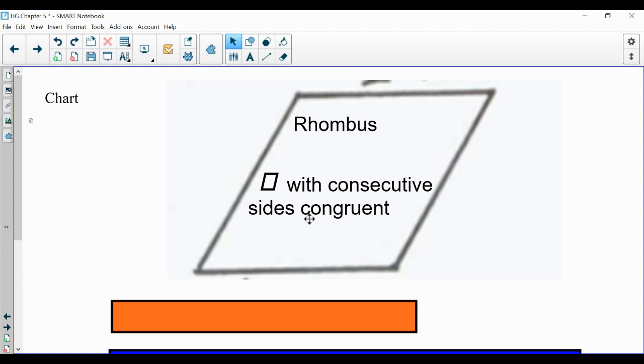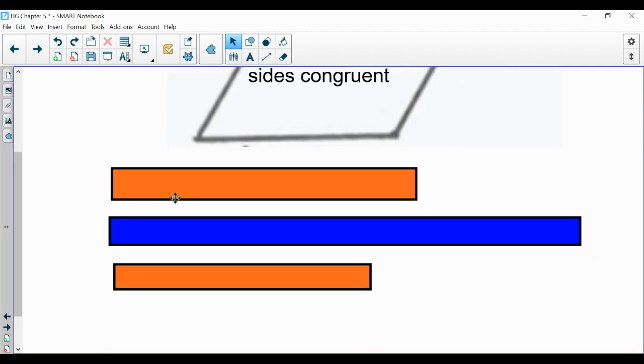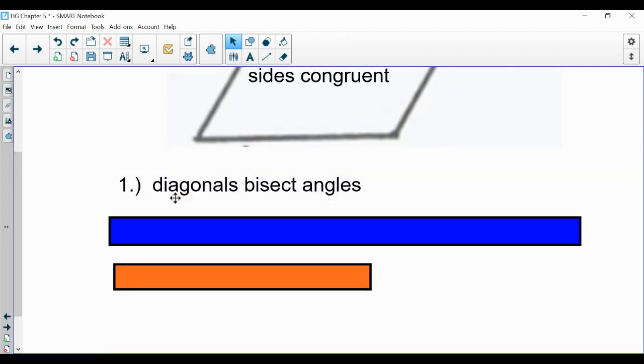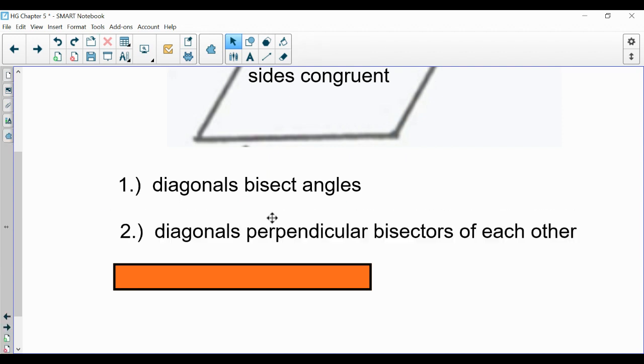Next, let's go to rhombus. So it's a parallelogram again with consecutive sides congruent. So parallelogram, all those properties are true. Consecutive sides, meaning that basically all the sides are congruent. So not as many properties, but again, because all the other ones work for this, all the parallelogram properties work for this. So diagonals bisect the angles is something that is unique to rhombuses.